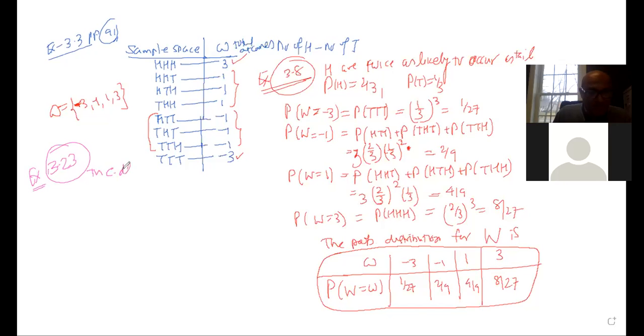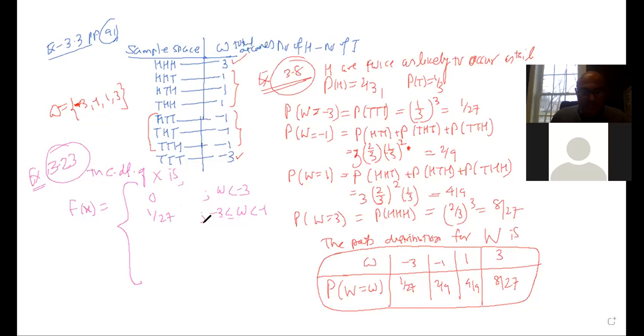The cumulative distribution function of x is given by F of x equal to: first of all, 0 for w strictly less than -3, because -3, -1, 1, and 3 are the numbers there. Then for -3 less than or equal to w less than -1, so w is equal to -3, I had 1 over 27.